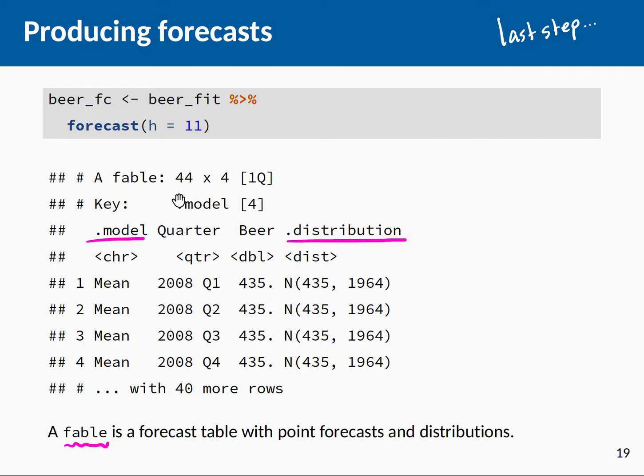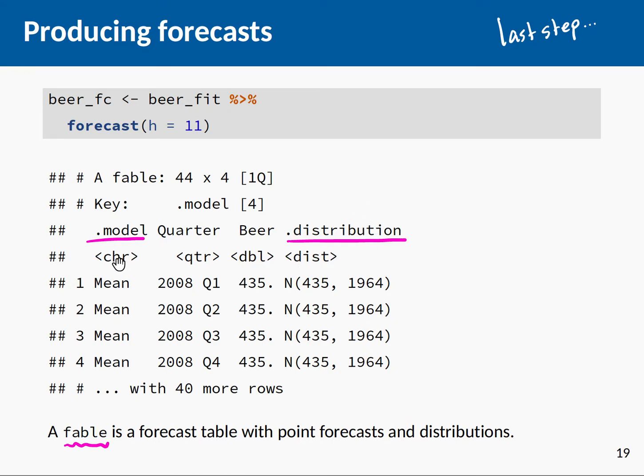So a fable is going to have different keys again. The .model column is going to be working as a key. So if we wanted to focus on just this column, we can extract that using that key. We also have the distribution column here, which is to say that we know the distribution of our forecasts, which are the estimated probability distributions of our forecasts. And we also get this column here, which says beer. These are our point forecasts, which are going to be just the forecast from the different models. So both of these are important.